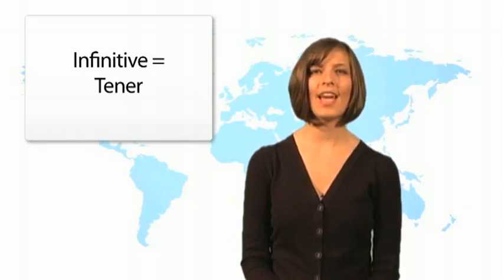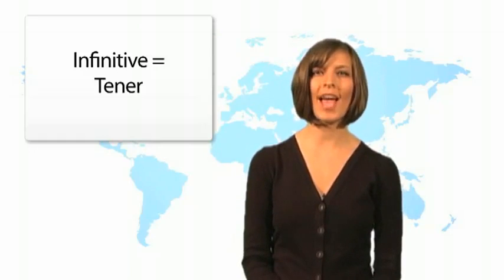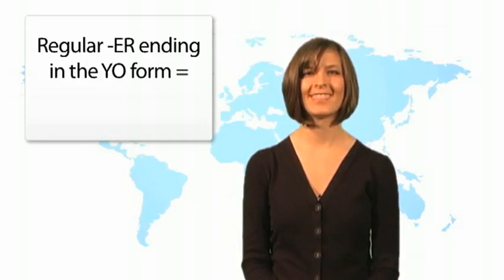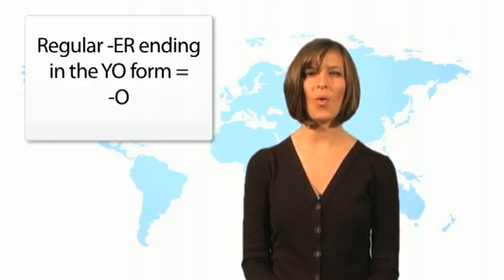¡Qué bien! All right, after listening to all of those sentences, can you tell me how to say I have? Tengo. Bien. But if we look at our infinitive, tener, and we find the stem, what do we have? Den, exactly. And what's the regular ER ending for yo form? Oh, so how do we get tengo instead of teno?